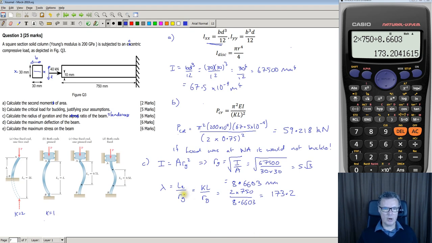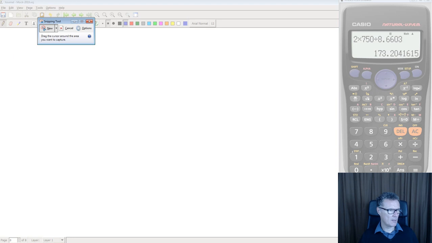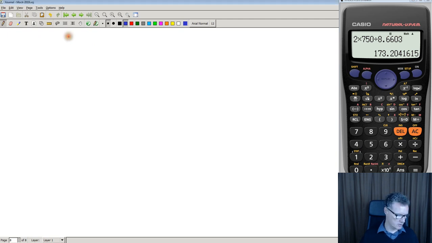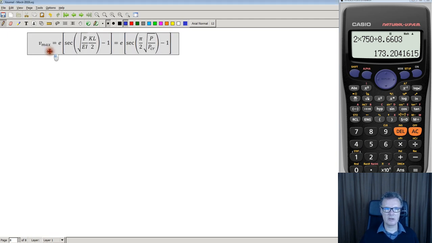Right, so part D, the maximum deflection. So we want to be using this rather weird symbol for deflection. You find this in quite a lot of textbooks. They use the nu symbol.